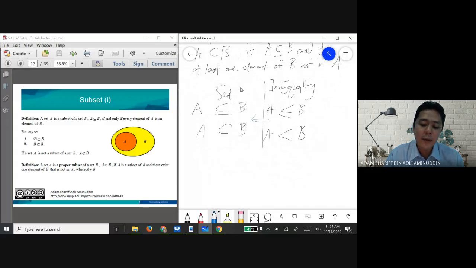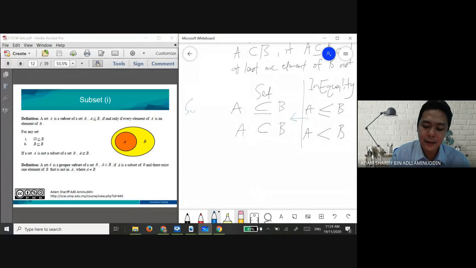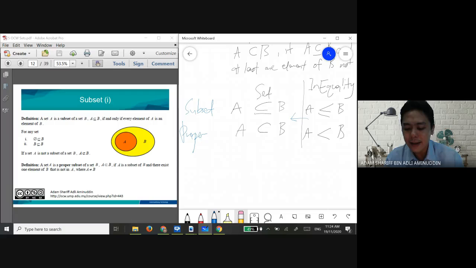This concept also applies almost similar to the concept of subset and also proper subset. For the concept of subset, A can be the element as long as it is in B. It can also be equal to B for the concept of subset. However, for the proper subset, it must be subset of B. All elements of A is in B. And it must be significantly smaller than B. There is at least one element of B which is not in A.